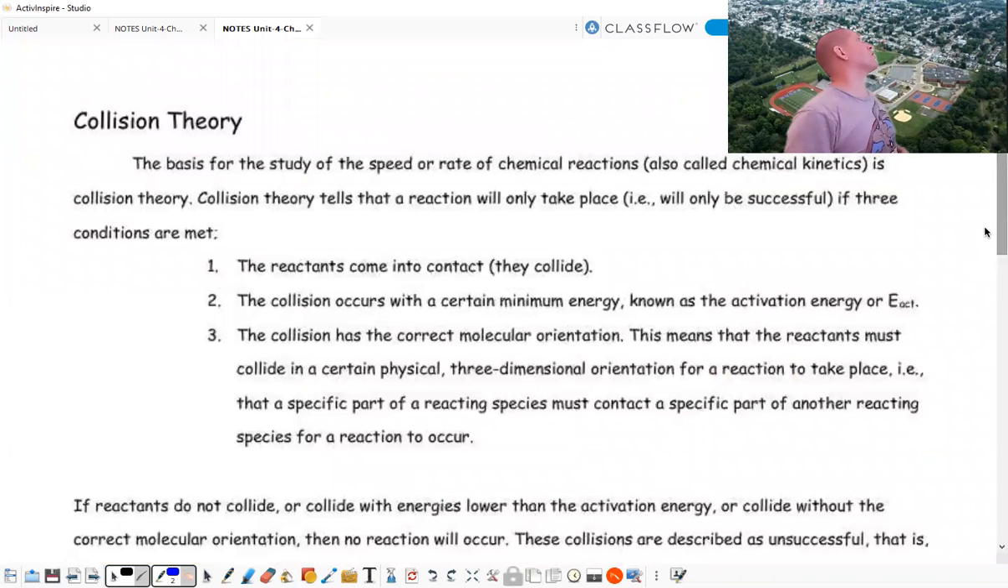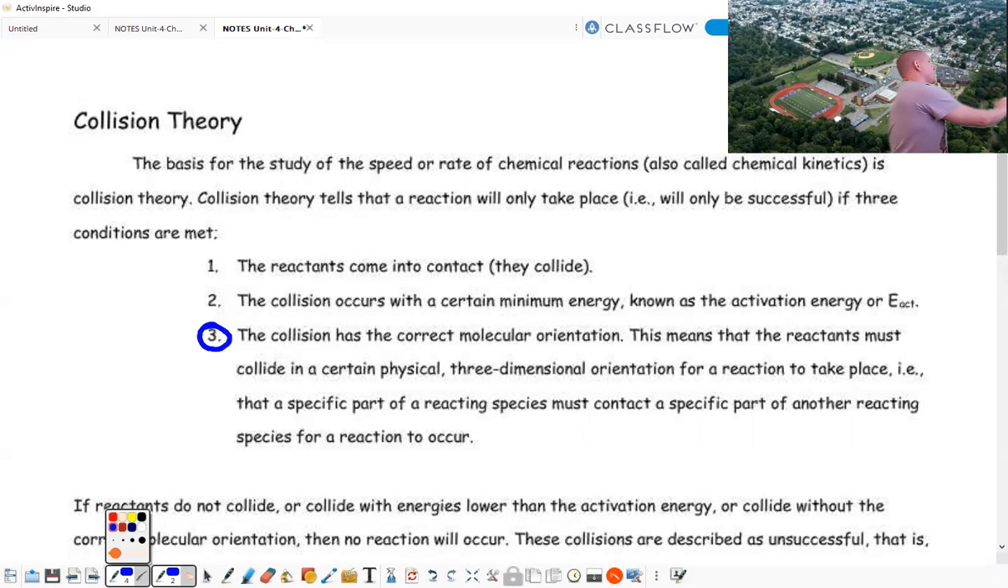So the basis of a chemical reaction, again, we're studying how fast is it happening? How fast is the chemical reaction occurring? The collision theory tells us that the reaction will only take place when the reactants come in contact. So they come in and they collide. The collision requires a certain minimum energy known as the activation energy. Now, the new one that we're going to talk about today is this idea of collision being in a certain orientation. So they actually have to collide in a certain manner.